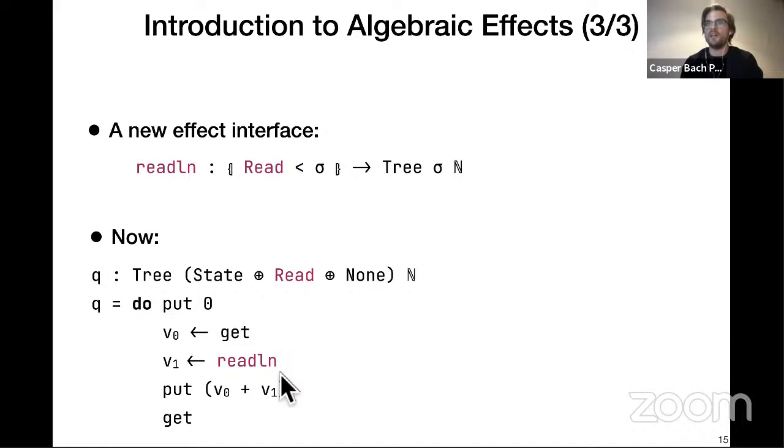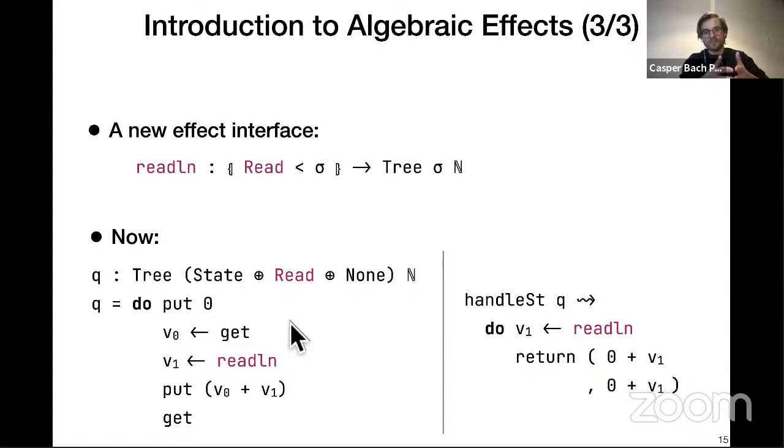If I now call my handler on this program, what a handler does, how we can model the semantics of algebraic effects, is that we can think of this as computing a residual tree where we have handled all of the nodes that correspond to the effects described by the state interface.